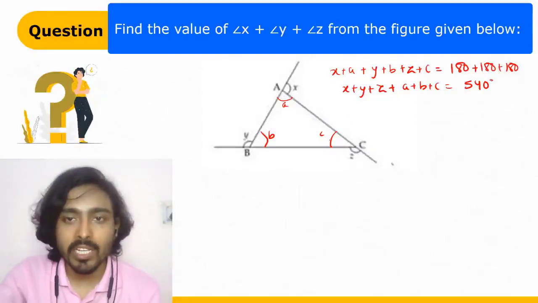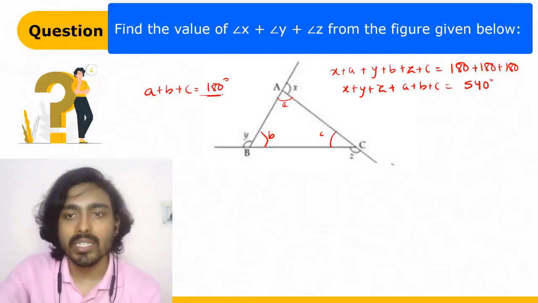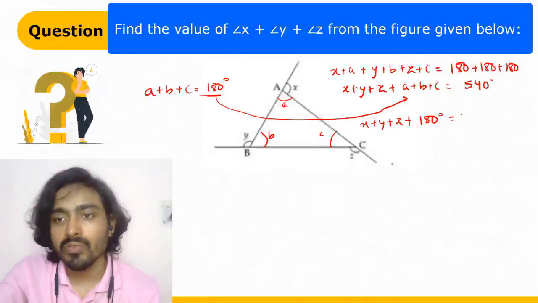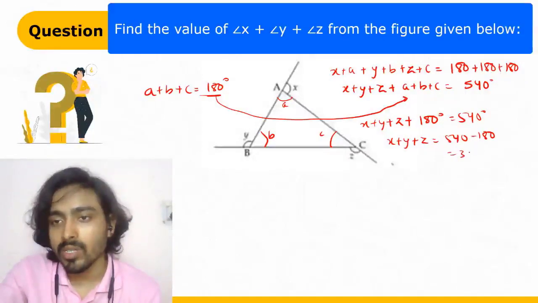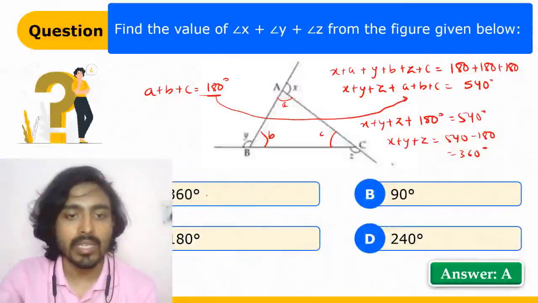We also know that a plus b plus c are the angles of a triangle, so this is 180 degrees. So we can replace it in here. We can replace it here. So this will become x plus y plus z plus 180 degrees is equal to 540 degrees. So we know that x plus y plus z is equal to 540 minus 180, that is equal to 360 degrees. Just look at the options. Yes, A is the right answer.